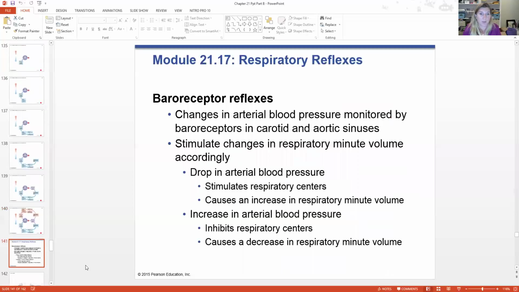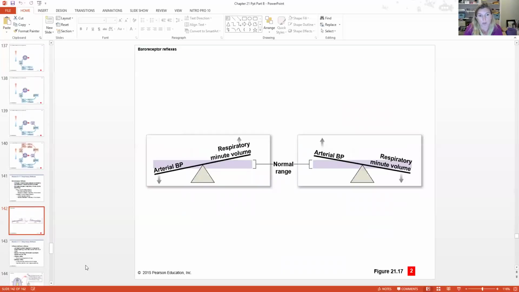You also have baroreceptor reflexes. The baroreceptor reflexes are going to respond to changes in arterial blood pressure. They're monitored at the carotid and aortic sinuses, and they're going to stimulate changes in the respiratory minute volume. A drop in arterial pressure is going to stimulate the respiratory centers, causing an increase in respiratory minute volume, and an increase in arterial blood pressure is going to inhibit the respiratory centers to decrease the respiratory minute volume. So it's an inverse relationship between arterial blood pressure and respiratory minute volume. As our arterial blood pressure goes up, our respiratory minute volume goes down. Our respiration rate goes down.